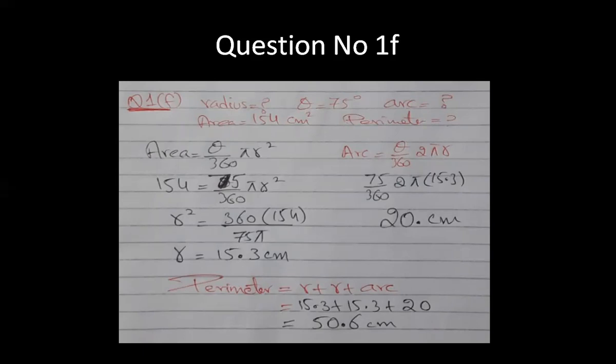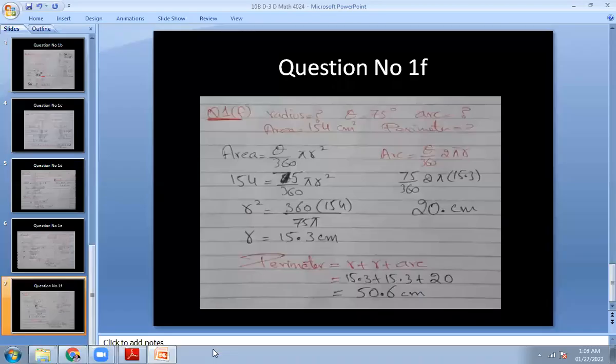Now I can find the perimeter of the sector. The formula for the perimeter of the sector is radius plus radius plus arc. Radius is 15.3 and the arc length is 20. So you will have 15.3 plus 15.3 plus 20, and that will be 50.6 centimeters. So this is how you will find the perimeter of the sector. So that was question number 1, and its F part, my dear students.